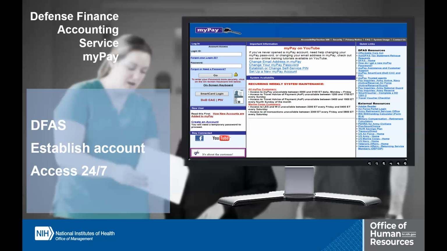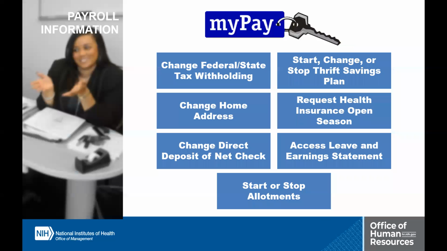If you are military and have a DFAS account, you will need to set up a new DFAS account for your work at NIH. This does mean that you could have 2 separate MyPay accounts, one for each of your 2 positions. In MyPay, you can change your federal and state withholding amounts, home address, and update your direct deposit information. Additionally, you can access your leave and earning statements directly in MyPay.